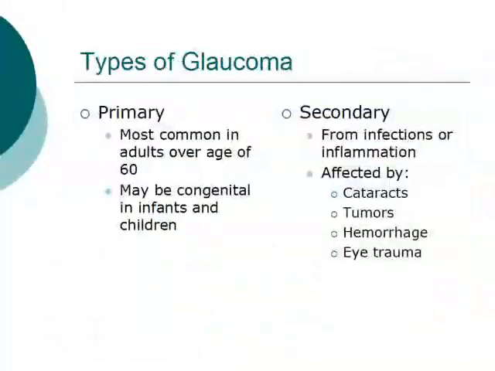There are several different types of glaucoma. The most common one that we see is primary. This is seen typically in adults that are over the age of 60. You may see it in congenital anomalies with infants and children. Secondary is due to another cause. So in other words, it could be from an infection, inflammation within the eye, and can be affected by cataracts, tumors, hemorrhages, eye trauma, those types of things.